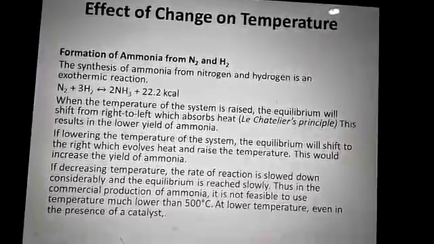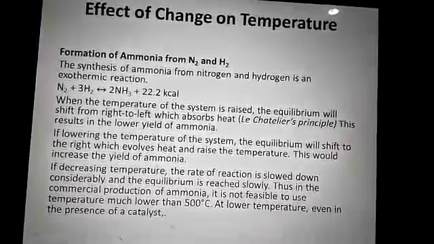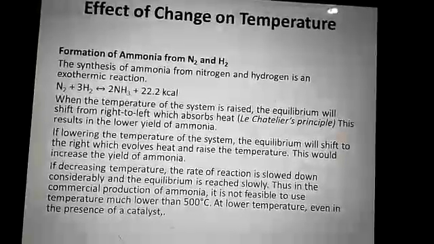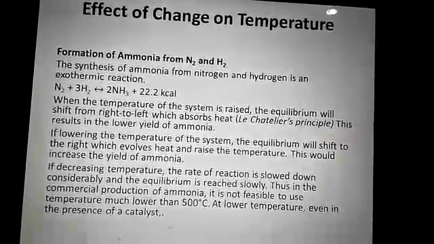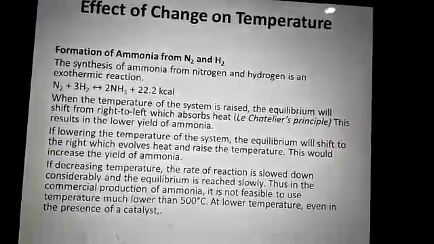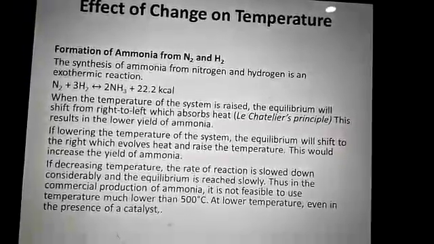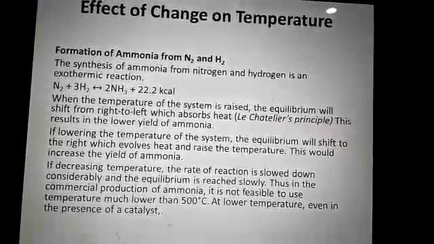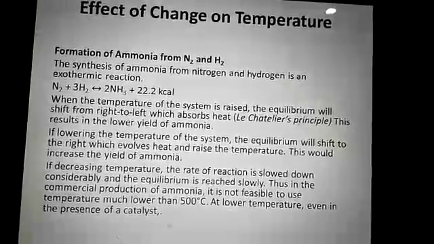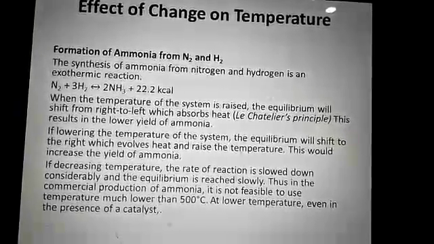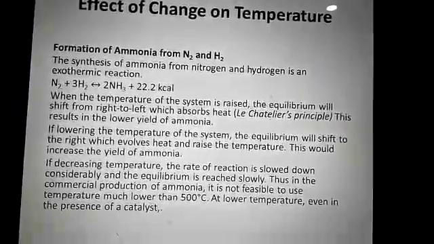This synthesis of ammonia from nitrogen and hydrogen is an exothermic reaction. It is the Haber process. In this, the reactants are nitrogen and hydrogen. They have a total of 4 moles of molecules on the reactant side and 2 moles on the product side, and a lot of heat energy is evolved because it is an exothermic reaction.